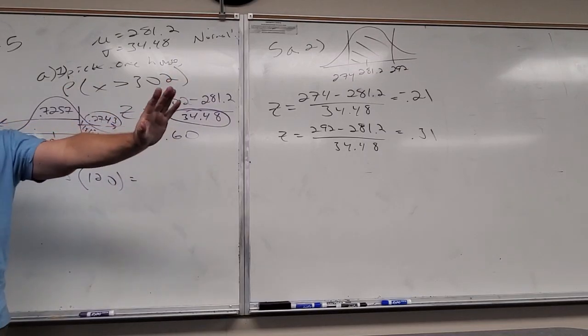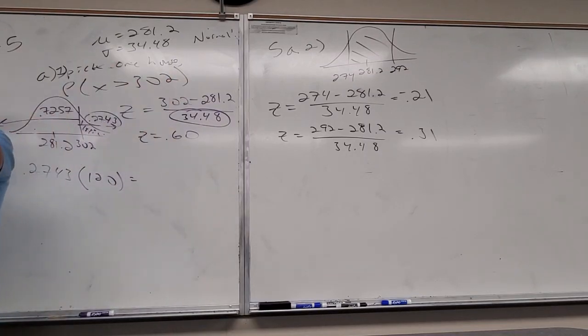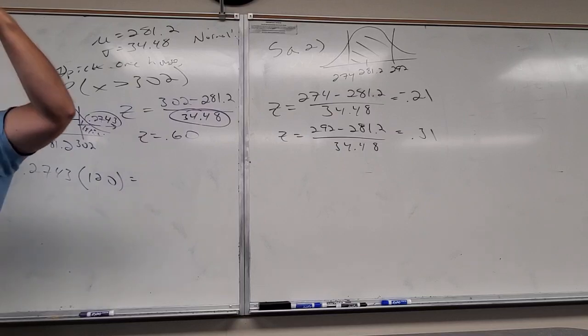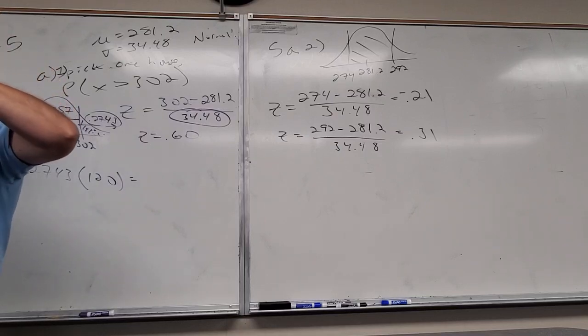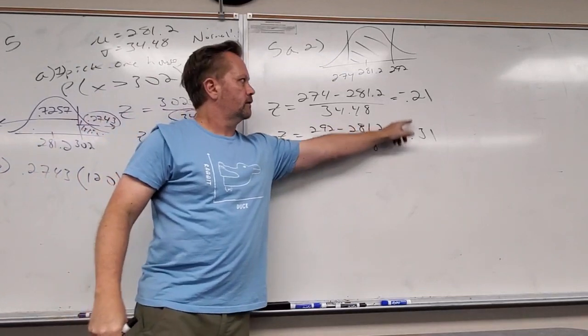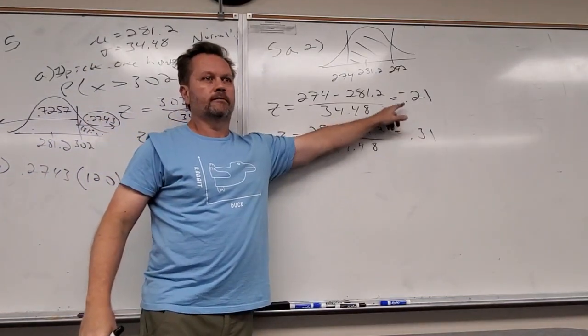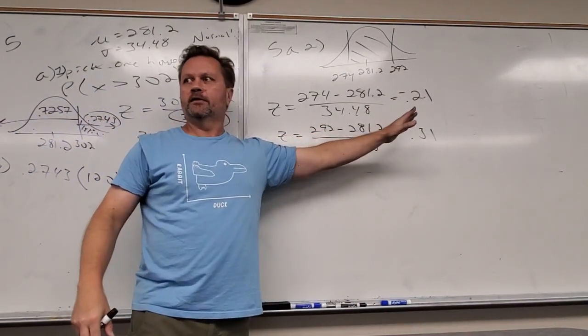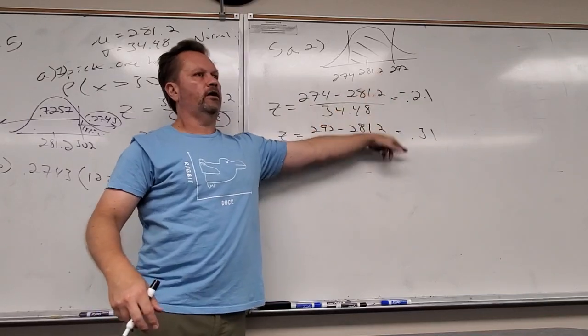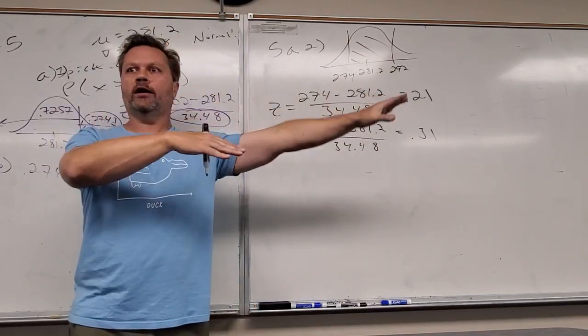Is everybody with me so far? So we've done enough of these problems. If I have more than one data value I'm curious about, each one has to become a z-score. So now do I just subtract these? Hell no. Because these are where things are. If I subtract them, I am somewhere else, correct?